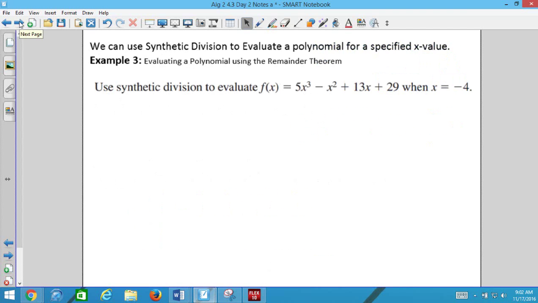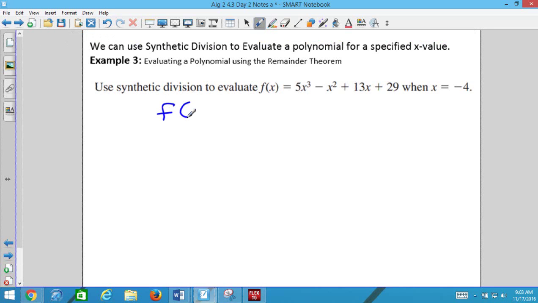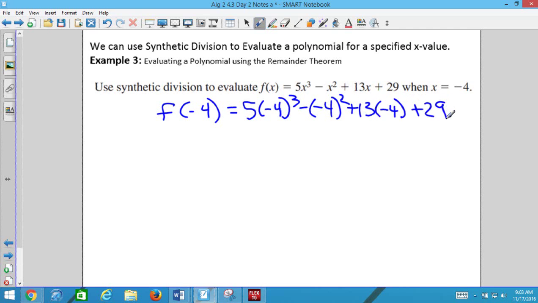So, what we're going to do is we're going to evaluate a function at a given value x equals -4. We have already learned one way of doing this, in the same chapter. So I'm going to review the old way, then I'm going to show you the new way. The old way would be doing f of -4 equals 5 times -4 cubed minus parenthesis -4 squared plus 13 times -4 plus 29. That would be the old way.